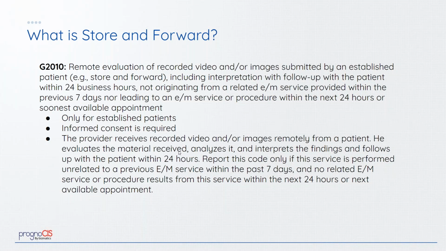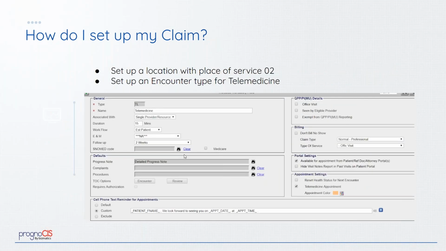Within Prognosis, there's two main things that you need to make sure are in place before you can bill these claims. The first one being you need to set up a location for telemedicine with place of service 2. And the second one is to set up an encounter type for telemedicine.